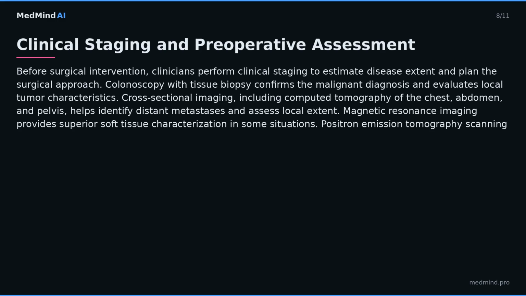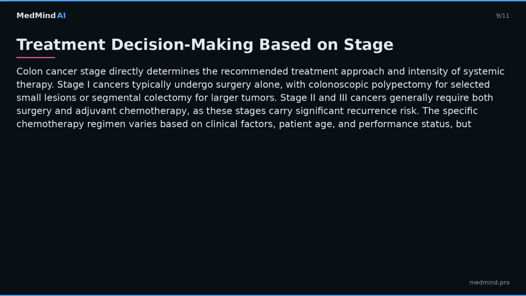Treatment decision-making based on stage. Colon cancer stage directly determines the recommended treatment approach and intensity of systemic therapy. Stage I cancers typically undergo surgery alone, with colonoscopic polypectomy for selected small lesions or segmental colectomy for larger tumors.